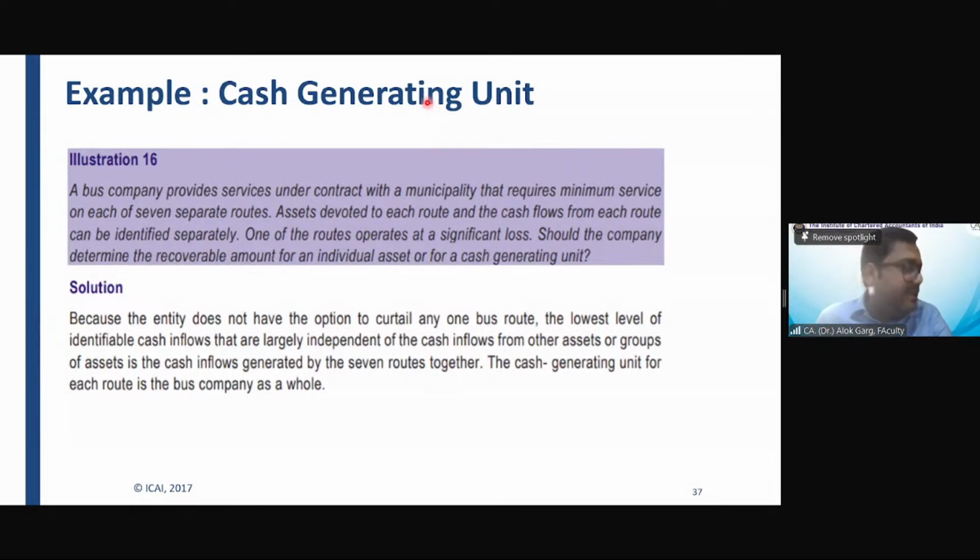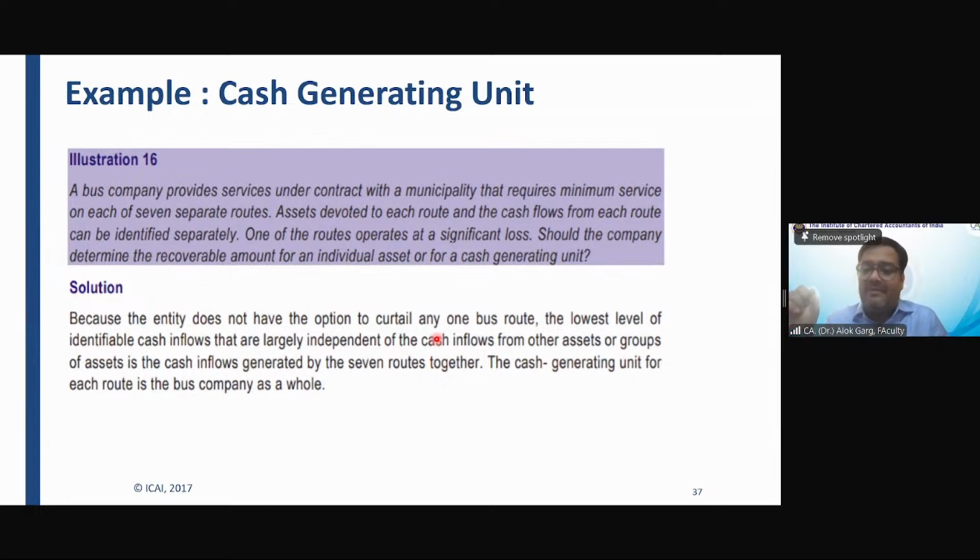Anila is saying the entire cash generating unit. What about others? Anila has given the justification for that. She said, sir, the license is for all 7 routes put together. Yes, you are right. So this is for the entire cash generating unit. Why? If you cut down this one route which is in significant losses, you will not be able to run the buses on the 6 profitable routes as well.